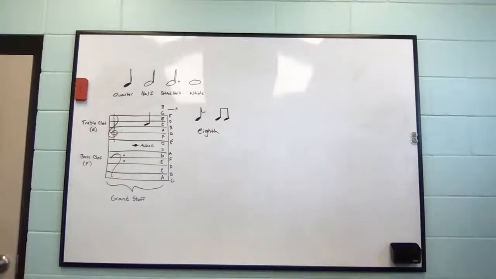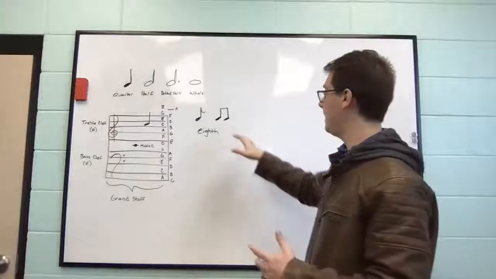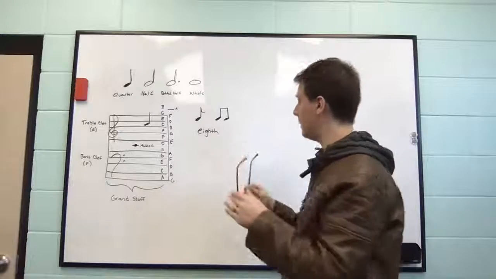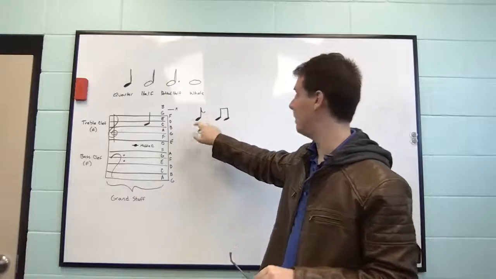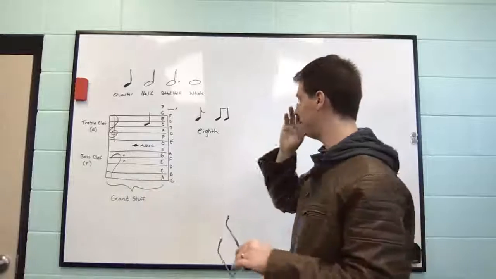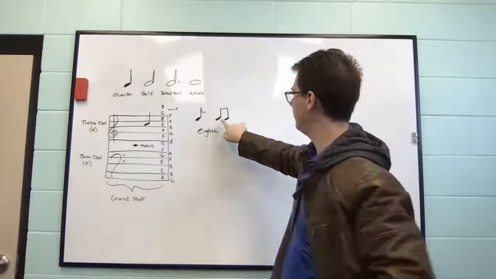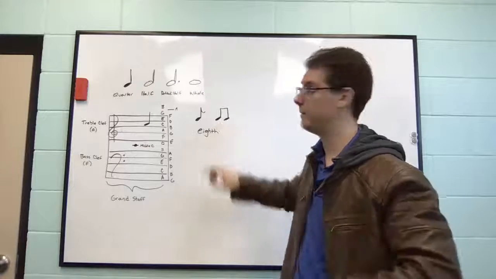So eighth notes are just played a little bit quicker. Now, there's a couple different ways you can actually write eighth notes. So a single eighth note looks like this. It's very similar to a quarter note, except it has a little flag on the end of it. Now, those are two eighth notes that just follow each other.